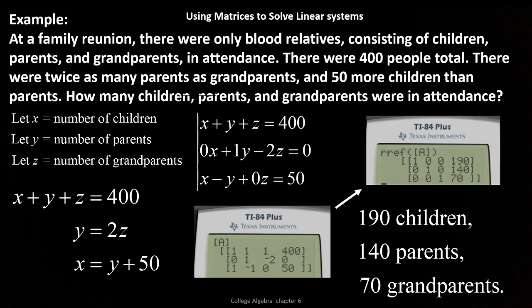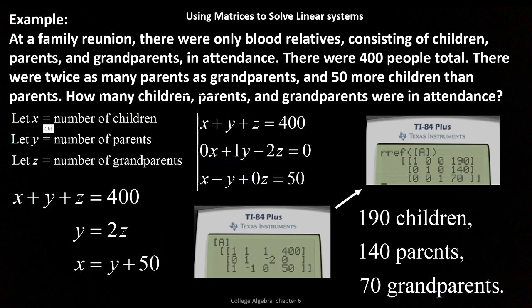All right. So here is an application. It says a family reunion. At a family reunion, there were only blood relatives consisting of children, parents, and grandparents in attendance. Now, there were 400 people total. There were twice as many parents as grandparents, and 50 more children than parents. How many of each?